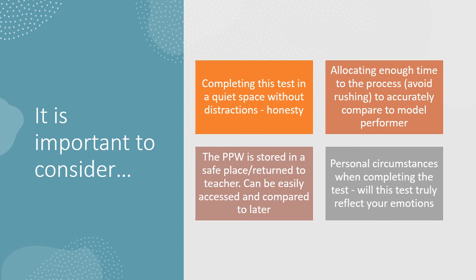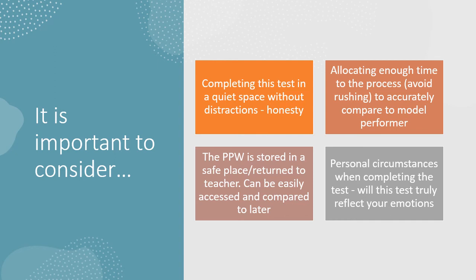A number of considerations that I have thought about are completing this test in a quiet space without any distractions. So you've got the time to do that there. You're not worrying about what anyone else is thinking about you. You can fill this questionnaire out in your own time and very honestly. Also, allocating enough time to the process so it avoids rushing. There is a process here as well where you're obviously comparing yourself to a model performer. So are you going through that process thoroughly or are you quickly rushing through that? That ultimately will impact the reliability of your results.